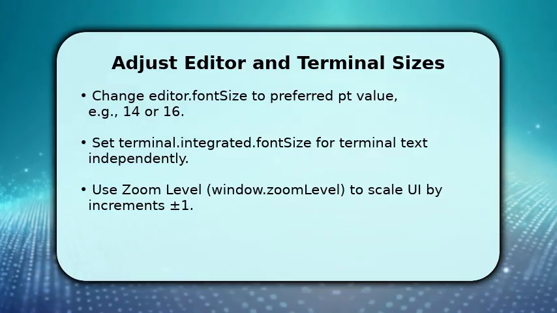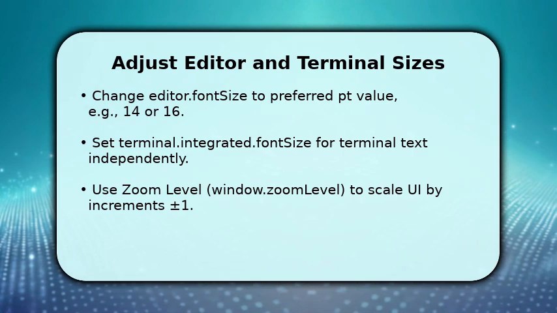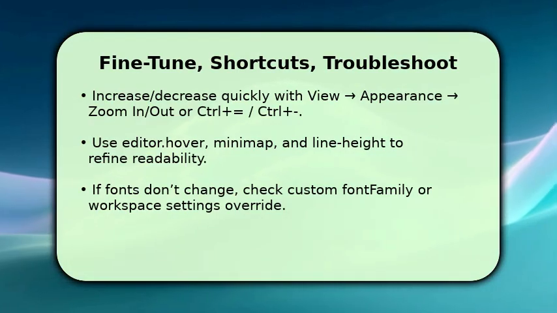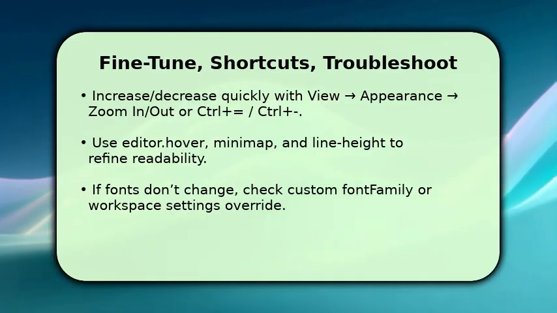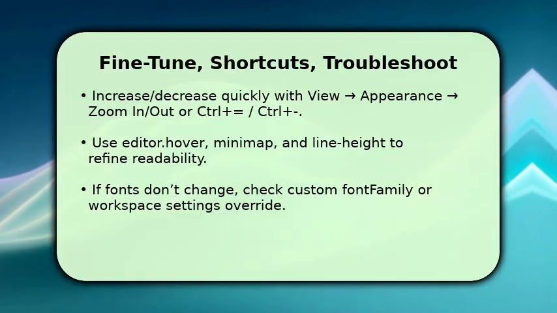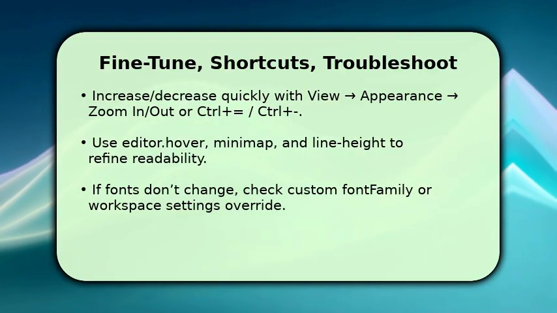After changing values, finish by fine-tuning spacing and quick shortcuts. Use View, Appearance, Zoom In or Ctrl+= to temporarily increase size, then set permanent values in settings JSON. Adjust editor.lineHeight and minimap settings to avoid crowded text.